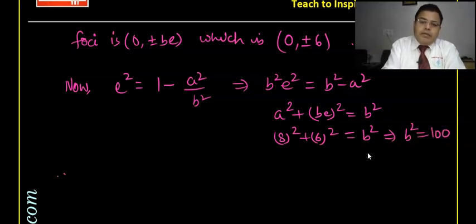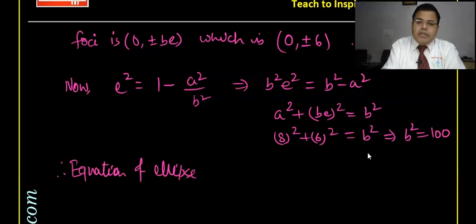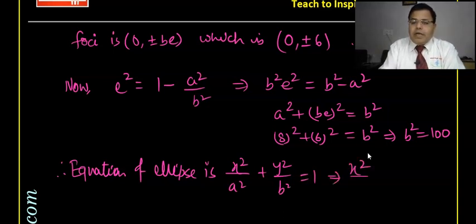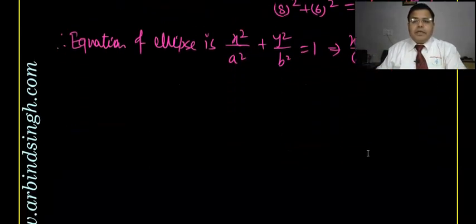Therefore the equation of the ellipse is x square by a square plus y square by b square is equal to 1. This is x square by 64 plus y square by 100 is equal to 1. That will be the answer. I hope you got it right.